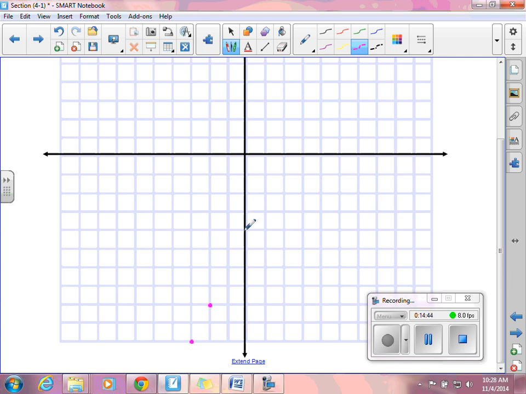Okay. Now, here's the question of the day. Do I connect my dots? Yes or no, and why? Yes. No. Why? Because they're not showing the slope or whatever.